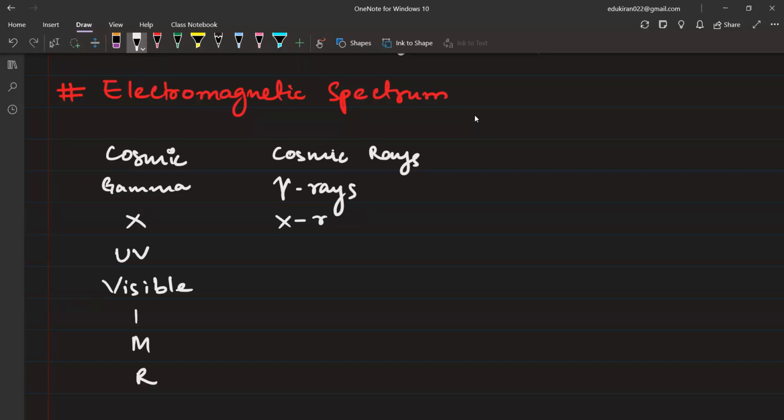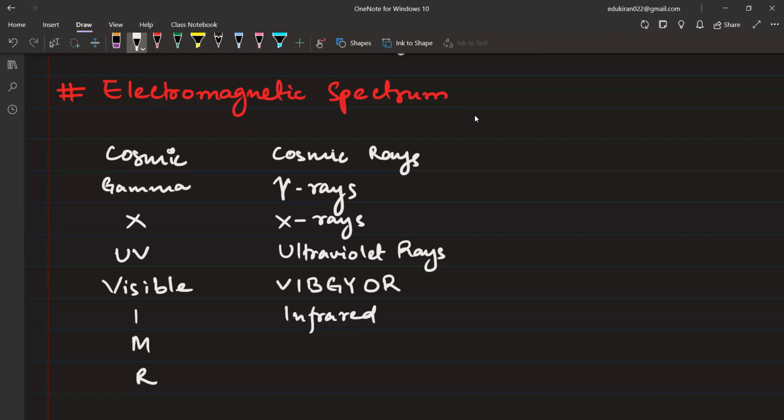After that come your X-rays. Then ultraviolet rays. Then the visible region. In the visible region, I will write VIBGYOR: violet, indigo, blue, green, yellow, orange, and red. And then I will write infrared. Then microwaves. And then radio waves. Okay.